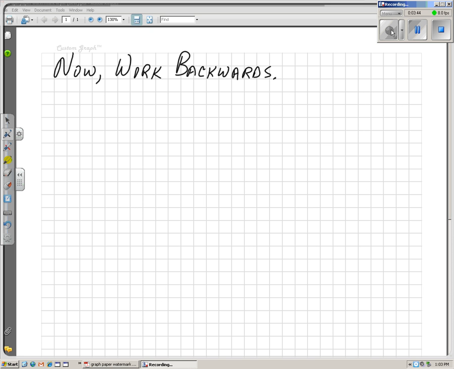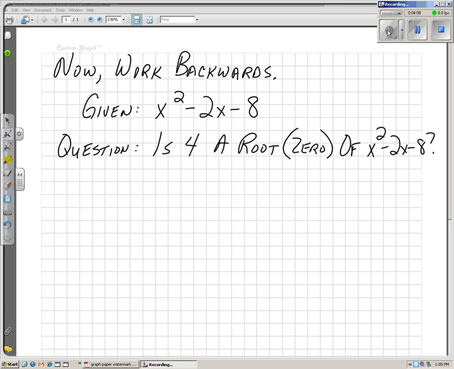Okay, I want you to keep that image in your head, those roots of -2 and 4, and I want you to work backwards now. You already know what the answer is, so let's work back and see what the problem's going to look like on your homework. Given our function that we came up with, x squared minus 2x minus 8, we know the roots are -2 and +4. Given that, if I give you this function, one of the questions I might ask you is, is 4 a root or a zero of x squared minus 2x minus 8?